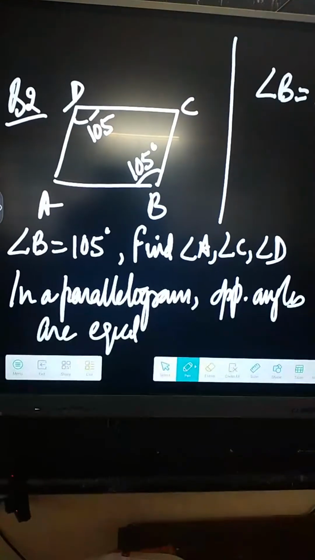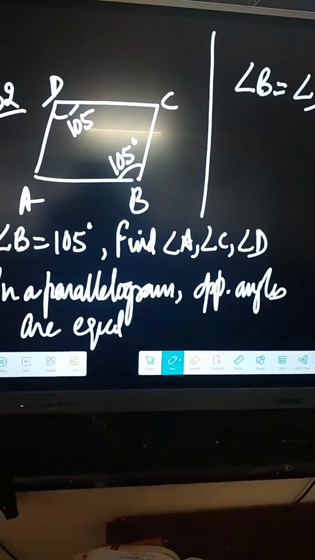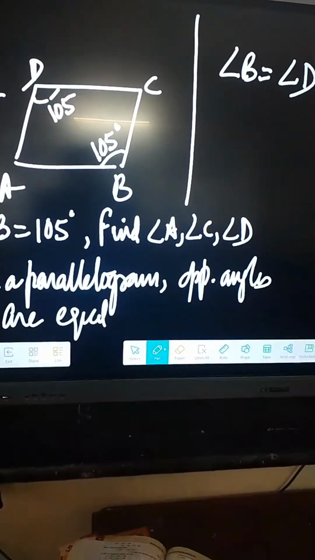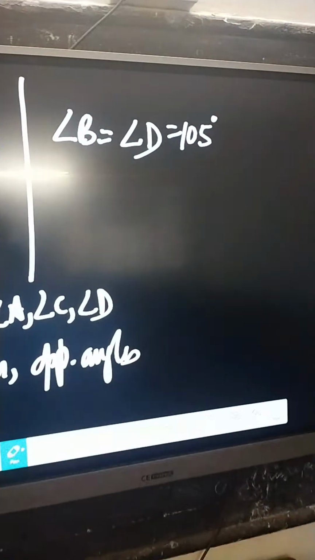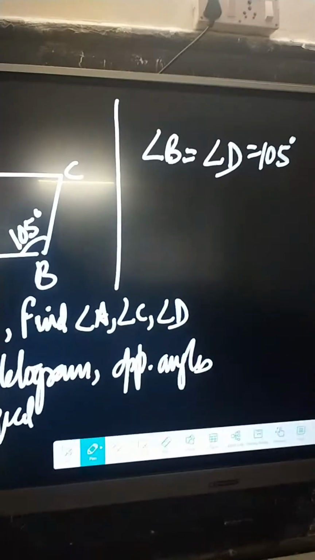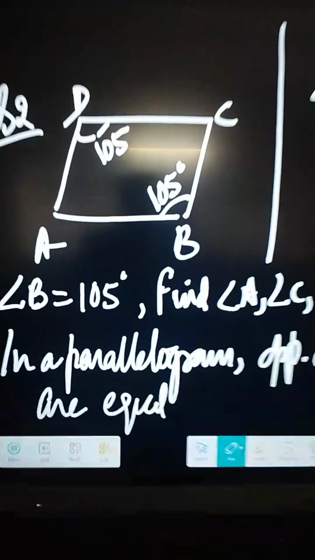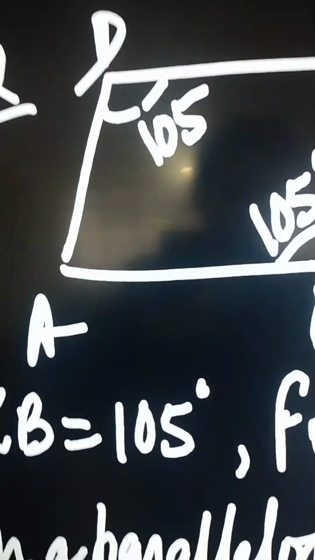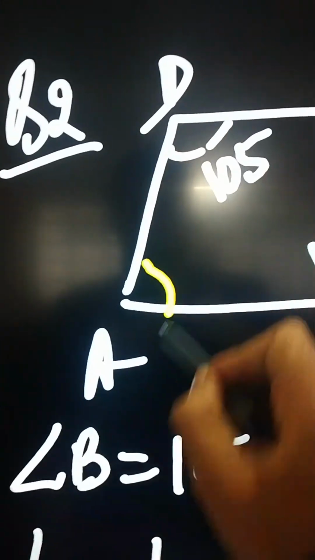Why? Because I have given the reason. In a parallelogram, opposite angles are equal. So angle B and angle D are 105 degrees. Now we have to find angle A. Angle A, how will you find? So how will you find angle A?